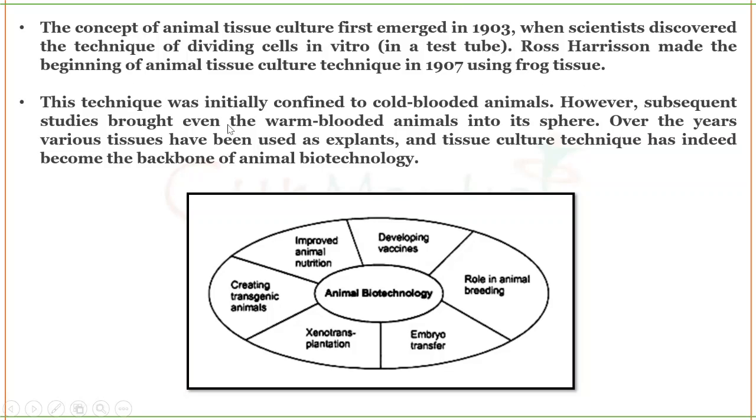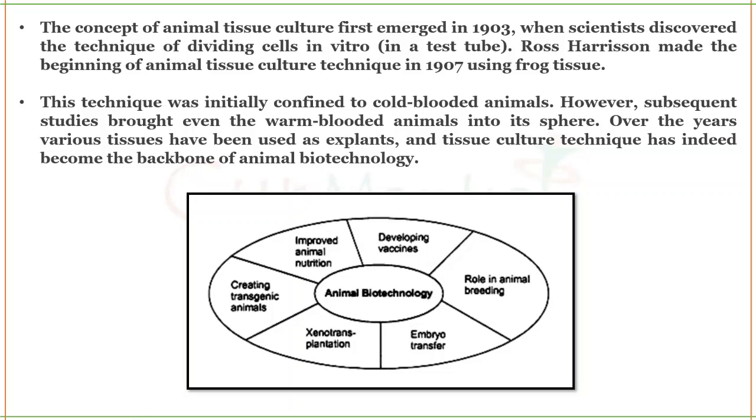Okay, so this technique was initially confined to cold-blooded animals, but you know what cold-blooded animals are, right? However, subsequent studies brought even the warm-blooded animals like us. We are warm-blooded animals. Over the years, various tissues have been used as explants. You know what is explant? Explant is nothing but the tissues which you obtain from an animal for primary culture.